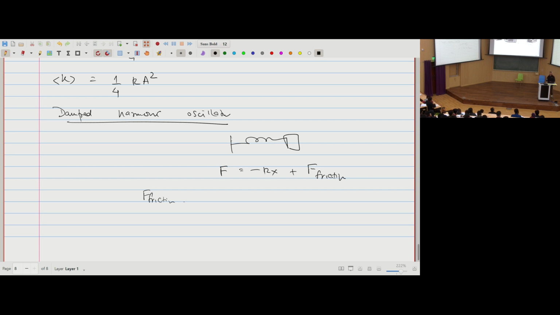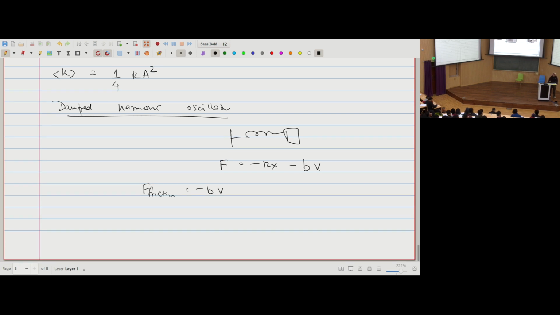So the restoring force is proportional to displacement. What will friction be proportional to? Velocity, right? If the body is not moving at all, there is no friction. The friction is because of its movement. The faster it moves, the more friction it will experience, is the intuition. So the model of friction we will use is minus a constant b times velocity. So I replace this friction force with minus a constant times the velocity.